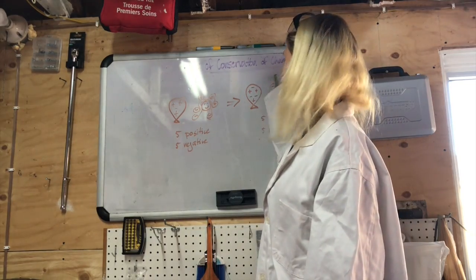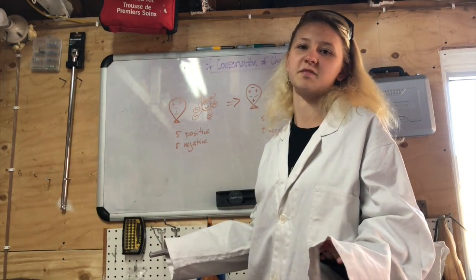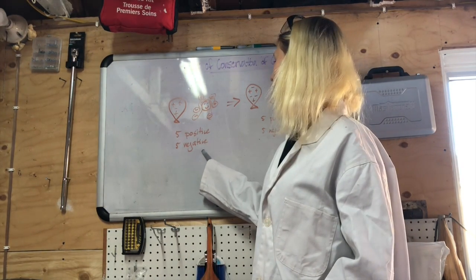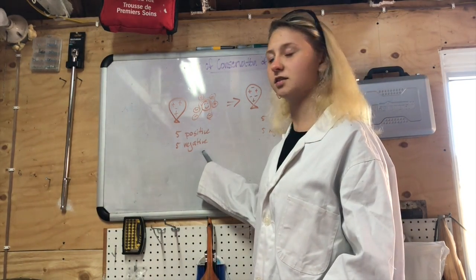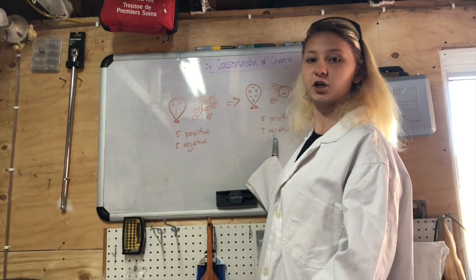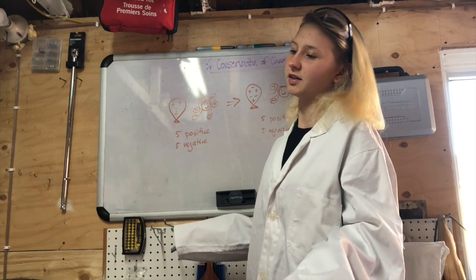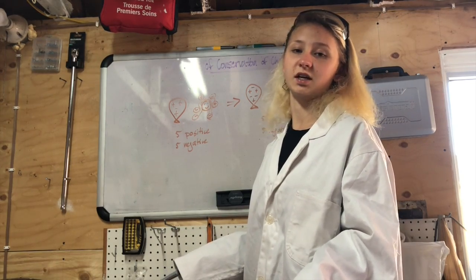The law of conservation of charge, kind of like the law of conservation of mass, states that the initial number of charged particles inside an isolated system is equal to the final number of charged particles inside an isolated system. So no matter what happens, the number of particles in an isolated system stays constant.